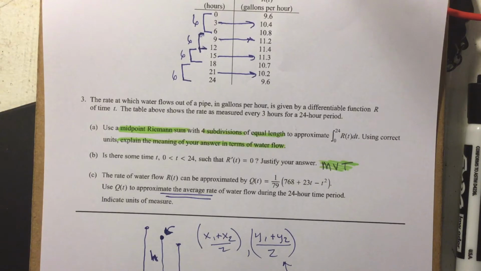Right. So therefore, by the mean value theorem, that guarantees that there is a spot where the derivative is going to equal zero. Okay. Do you see what I mean? Yeah. Do you have to give that specific time? Like, do you have to find it? No. It's just a statement. Yeah, because it asks, is there some time? Yeah, there is some time. We don't know what it is, but there is some time. Okay.